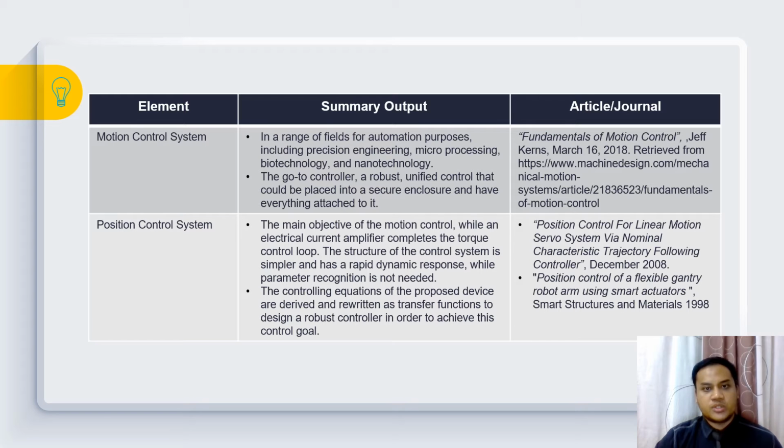Number 2 is the position control system. In a position control system, the controlling equations of the proposed device are derived and rewritten as a transfer function to design a robust controller in order to achieve this control goal. This element comes from two sources stated in the table.